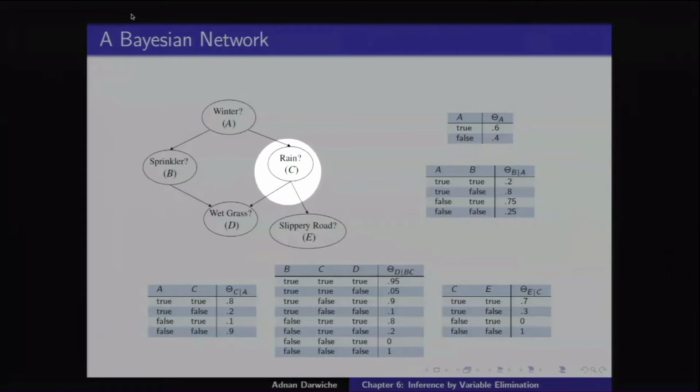So for variable C, given its parent A, this is what we have. We're going to list the parents and then the variable. And we're going to use this notation, big theta C given A, to represent that particular CPT. And then we list here all combinations. So it's just tabular form. We've seen this before. Look at D given BC and so on. All right, so here's the Bayesian network. Here are the 5 CPTs for it.